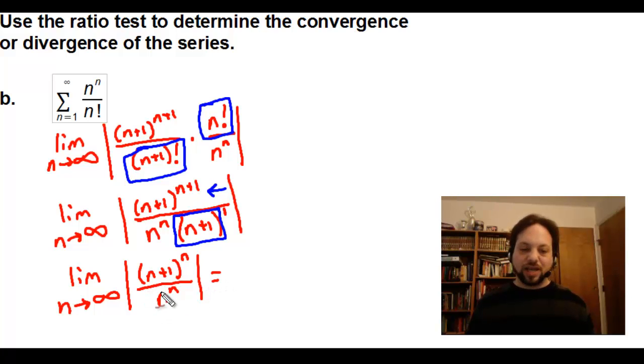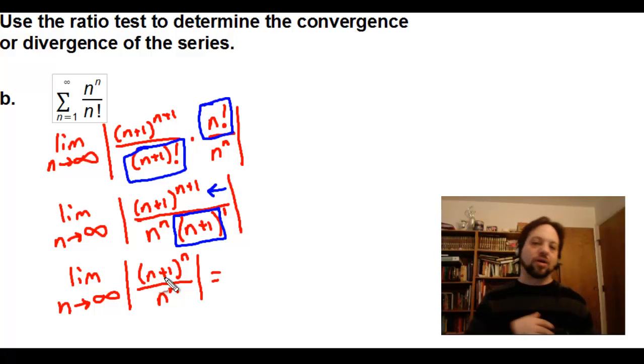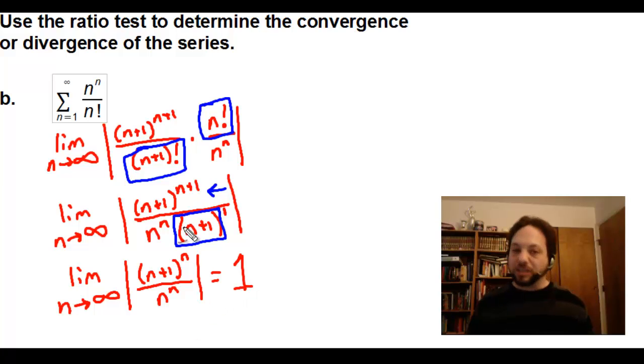Well, if you take a look at it, again, n plus 1 to the nth power versus n to the nth power are essentially the same thing, and what I'm going to end up with here is simply 1. So since my ratio test resulted in 1, what is my final conclusion?